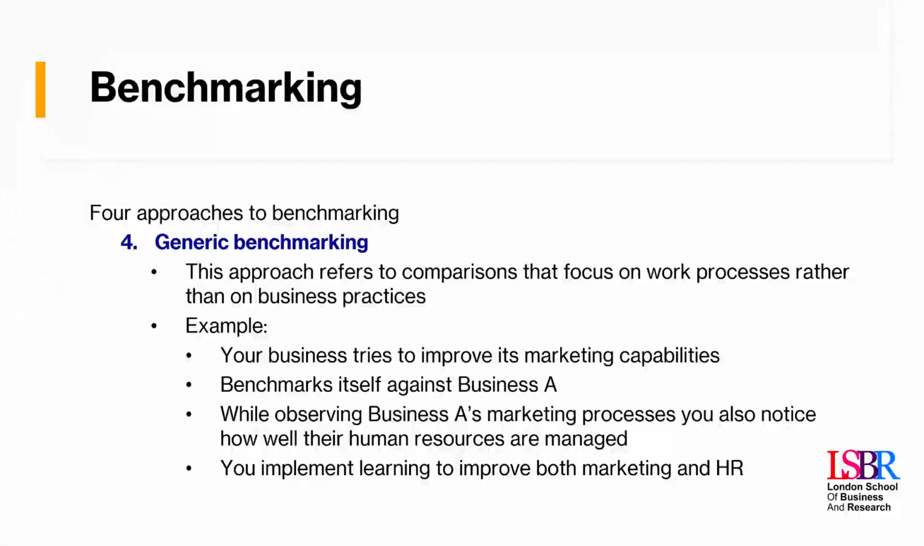Finally, we have what's called generic benchmarking. Now, this approach usually refers to comparisons that focus on the work processes rather than the business practices. So for example, your business tries to improve its marketing capabilities. That means it's benchmarking itself against business A or business B. So again, it's not about looking at the industry or a type of product or service, it's about looking at the marketing capabilities.